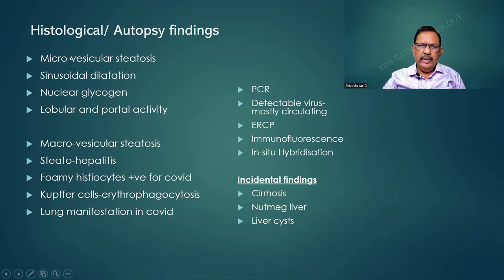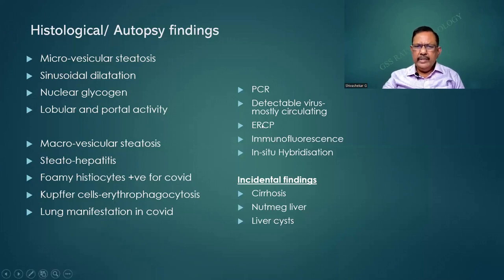There can be microvesicular steatosis. Whenever I use the word microvesicular, there can be a macrovesicular also. Steatosis is nothing but accumulation of fat within the cells and vacuoles. Sinusoidal dilatation. Nuclear glycogen. Glycogen can be either in the cytoplasm or in the nucleus also. There is lobular and portal activity, that is inflammation, proliferation, etc. Foamy histiocytes are positive for the COVID virus. And there can be erythrophagocytosis in the Kupffer cells. Lung mechanism and manifestations are different, which is a primary for this. So this particular list we will have to memorize.